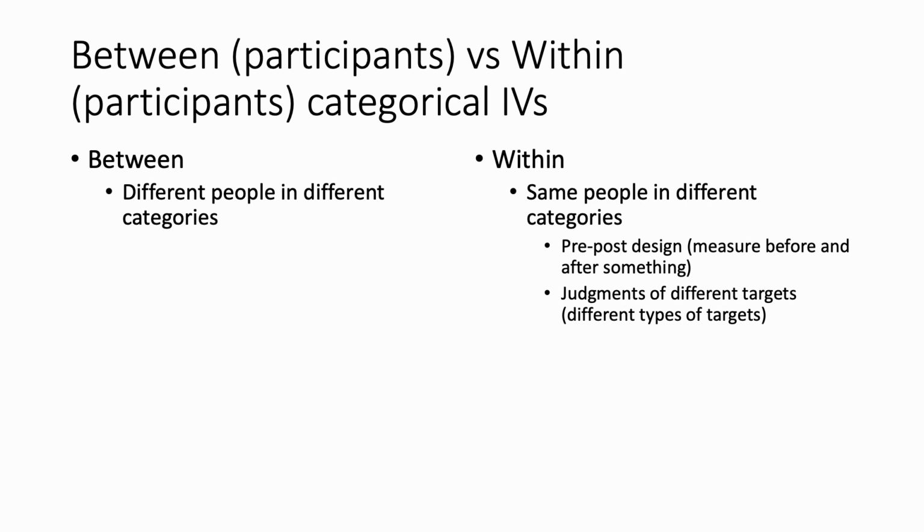Another common design is when you have participants rate numerous different targets that differ as a function of your independent variable. In my research, I often have participants make decisions for fictional black and white patients. I'm looking for prejudiced responses, and because each participant provides answers for both, I can assess individual differences in racism. The main thing here is that in a between design, you have different people in different levels of the categorical IV, and in a within design, you have the same people in different levels of the categorical IV.